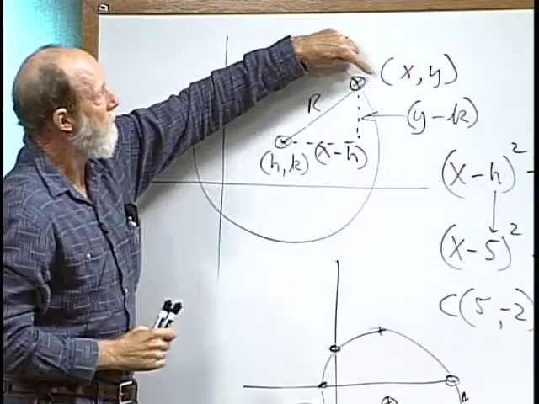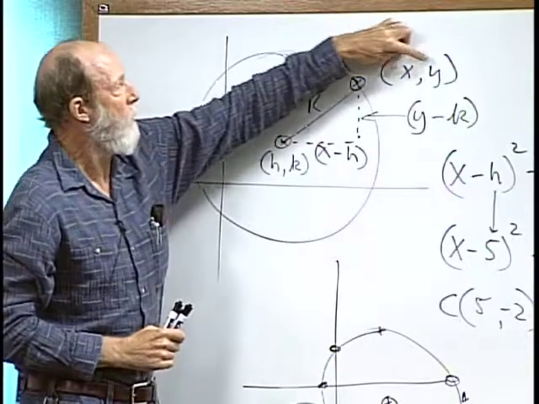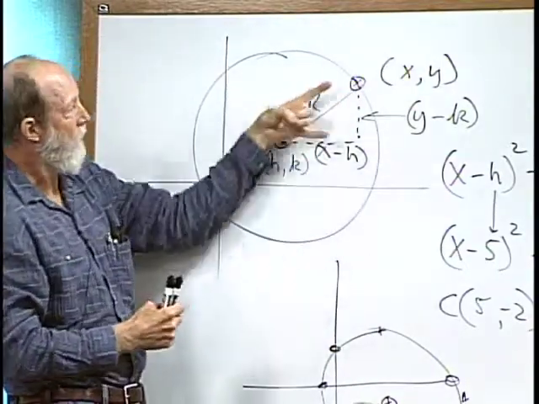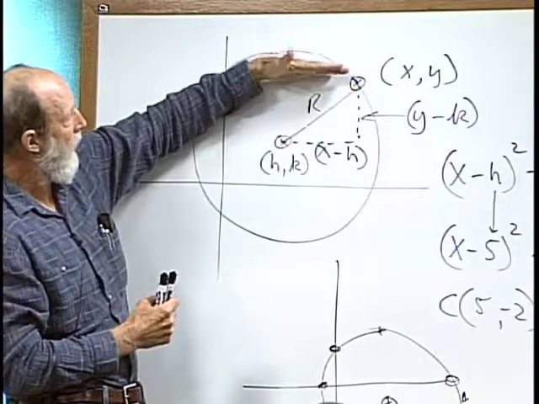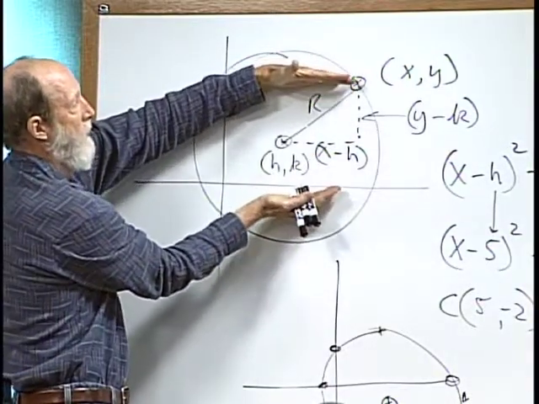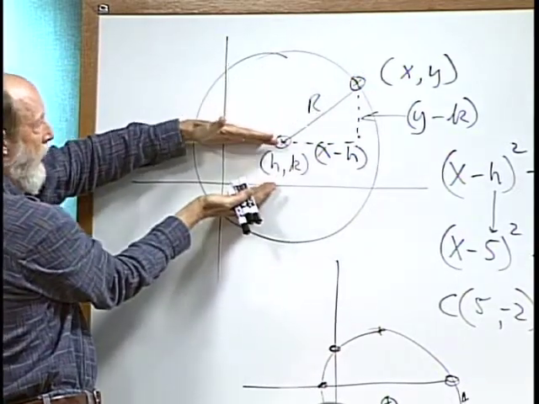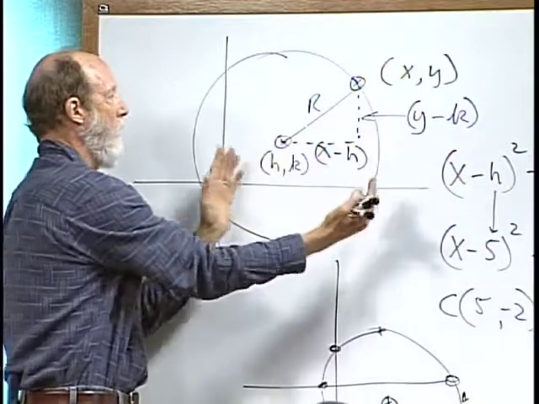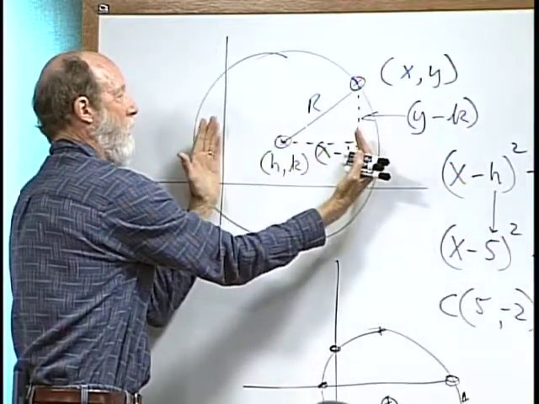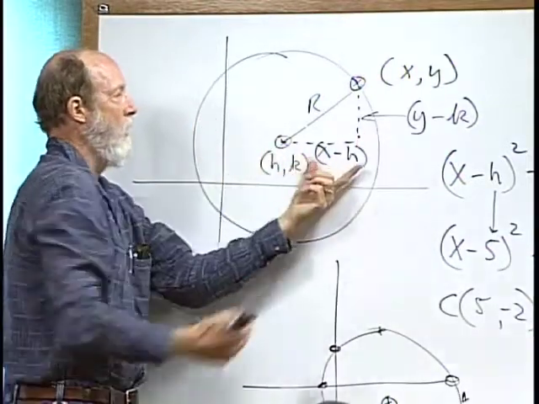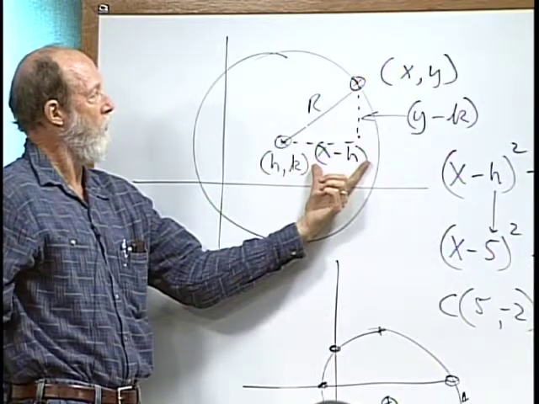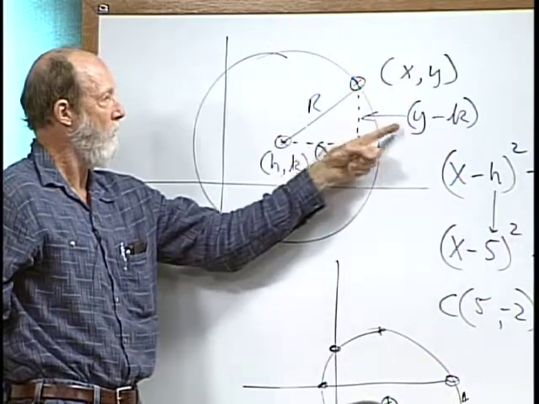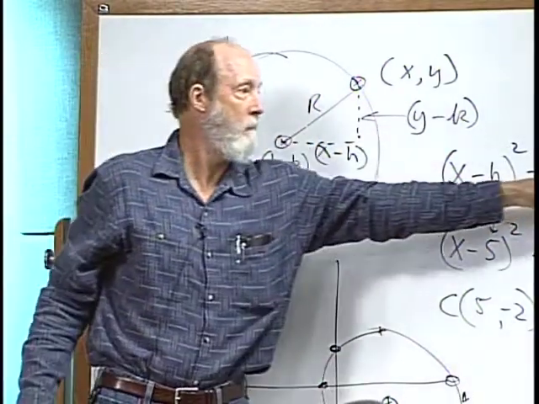A general point could be labeled anywhere on here as (x, y). So then you look at the rise between the 2 points we talked about last session. The rise is y minus k, and the run between those 2 points is x minus h. Now you look at the Pythagorean relationship on this right triangle, and you see that leg squared plus leg squared equals hypotenuse squared.